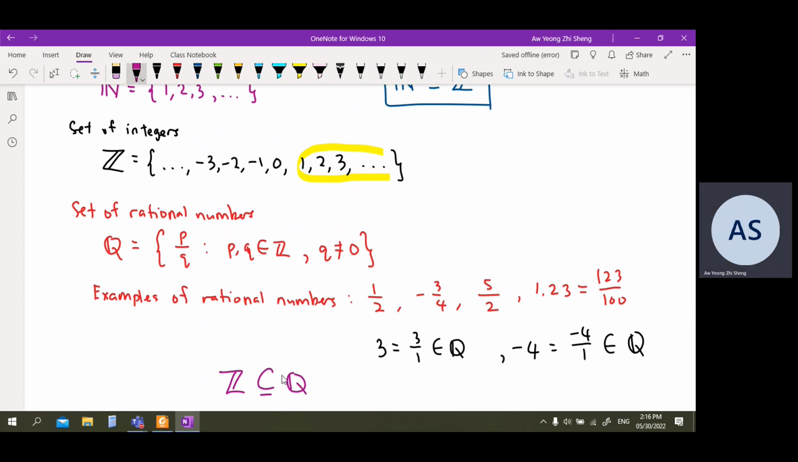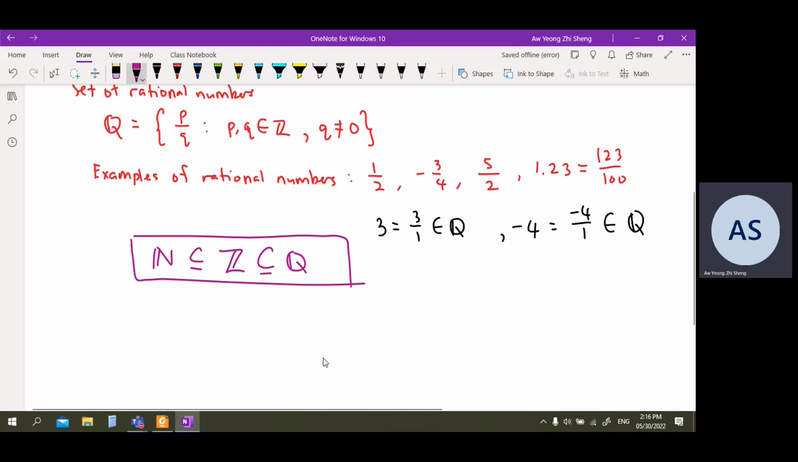And earlier we also know that the set N is contained in Z. And so now we have a multi-layered subset relationship. N is a subset of Z, Z is a subset of Q. Then we also realize that there are certain real numbers that cannot be written as a fraction where the top and bottom are both integers.